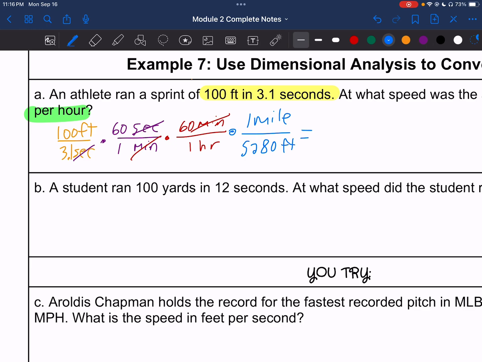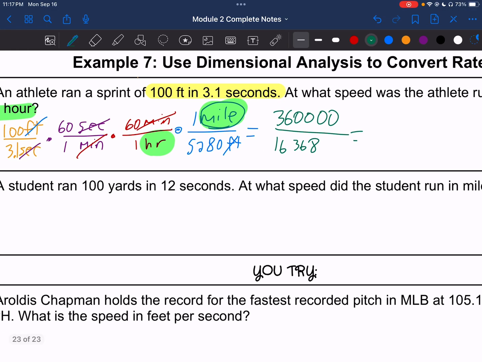All right, so now again, my feet have canceled out, and I have miles as the only unit in my numerator, and hours in my denominator. Everything else to this point has canceled out. So now we need to do our multiplication straight across. 100 times 60 times 60 is going to be 360,000, over 3.1 times 1 times 1 times 5,280, which is 16,368. And now you're going to go ahead and do that division on your calculator, and you are going to get an answer of 21.99 miles per hour, or mph.